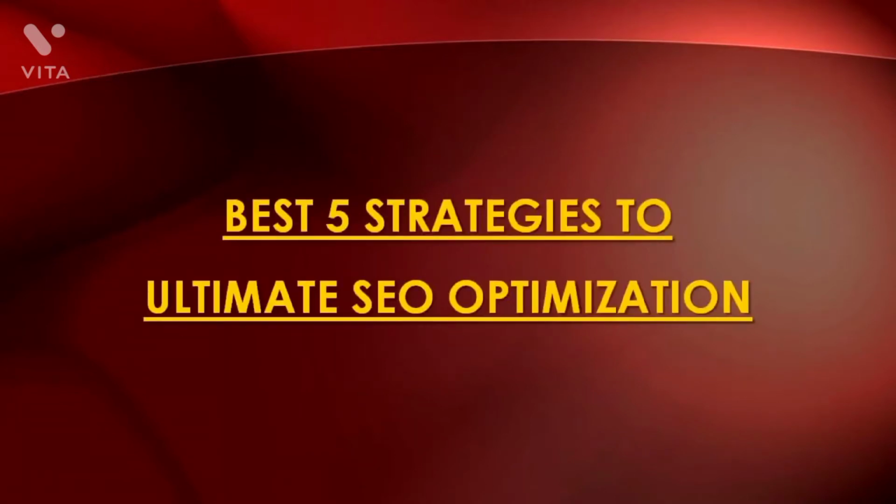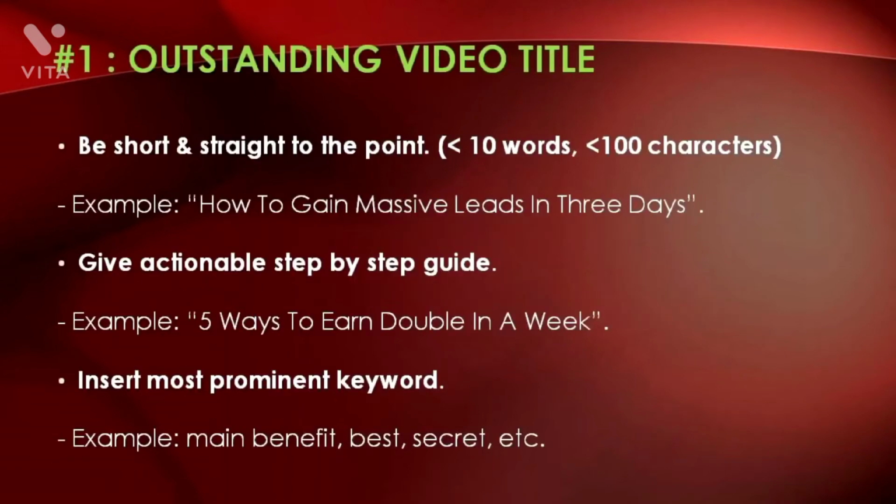Now let's get into the process of optimizing your YouTube SEO. These are the 5 best strategies to ultimate optimization. First up, outstanding video titles. When you upload and publish a video, make sure your video title is short and straight to the point. Customize it to less than 10 words and within 100 characters. For example, how to gain massive leads in 3 days. This is to ensure clear communication to your audience.